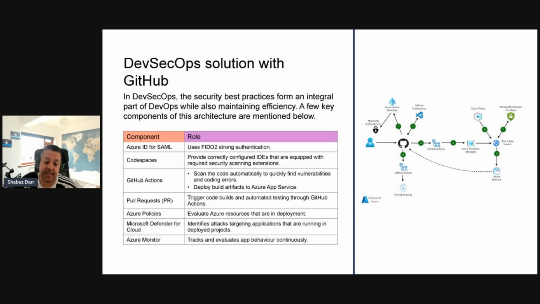We also have Azure Policy, and this evaluates Azure's resources that are in deployments. They can potentially deny releases, modify cloud resources, or create warning events in the activity logs. Microsoft Defender for Cloud identifies attacks targeting applications that are running in the deployed projects. And Azure Monitor continuously tracks and evaluates app behavior when threats materialize, and it sends alerts to start the process of rolling code back to the previous commits.